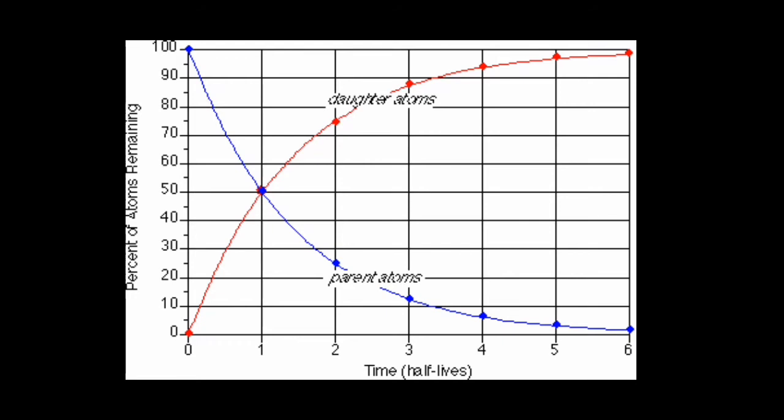Now, if you're thinking this through, you're going to realize that by taking half each time, we never reach zero. So the parent materials cannot completely decay, and the daughter materials never reach 100%.